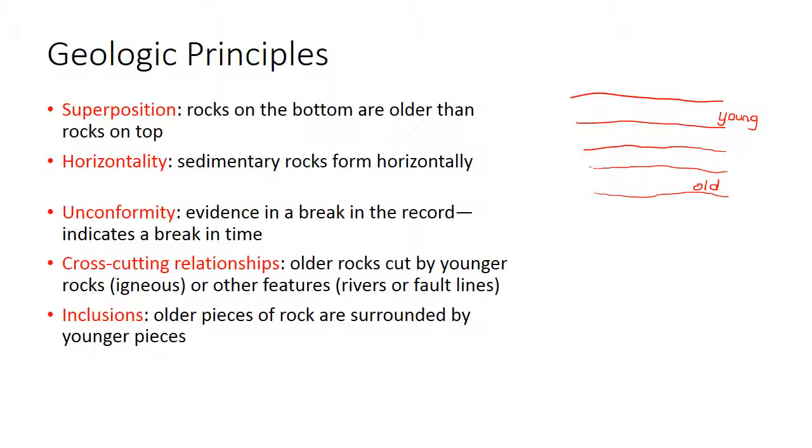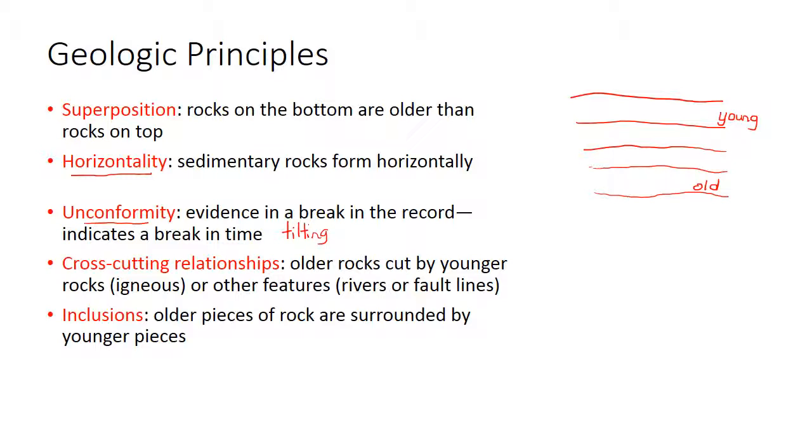That also leads us into the second idea of horizontality, that sedimentary rocks form horizontally. Okay, they don't form in a tilted way, they form horizontally. All right, and then we have an unconformity. This is evidence of a break in the record. So there's a break in time, something else happens. So this is often associated with tilting.